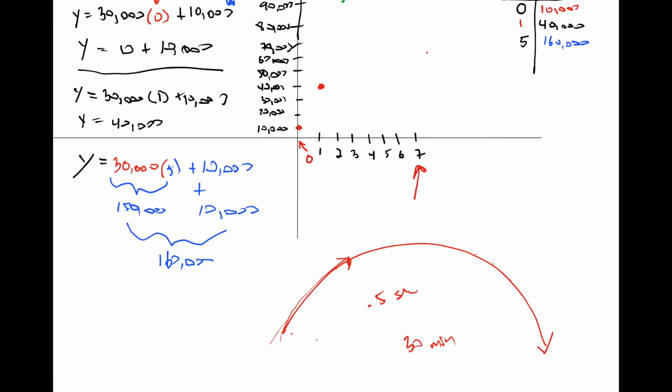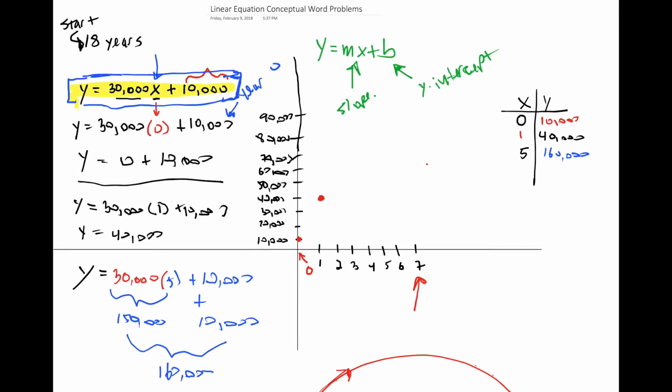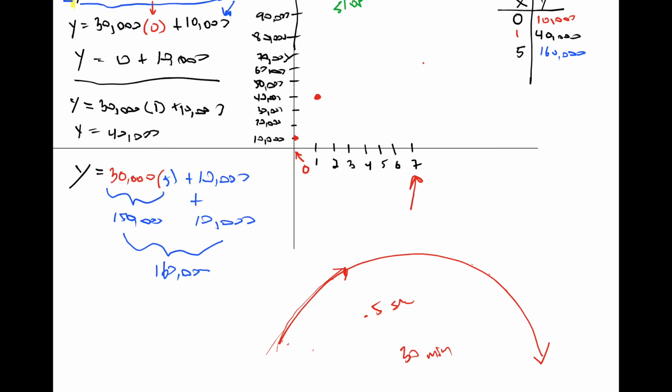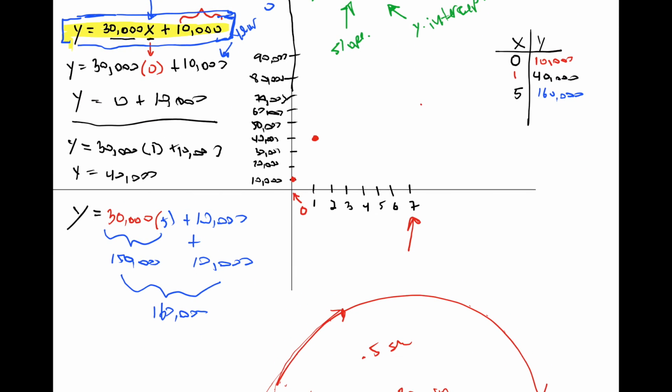The reason equations are used is they allow you to predict where things are going to be. And there are different equations. The one that we're learning now is a linear equation. What's unique about a linear equation is the same rise over run. So in this case, that rise is 30,000.